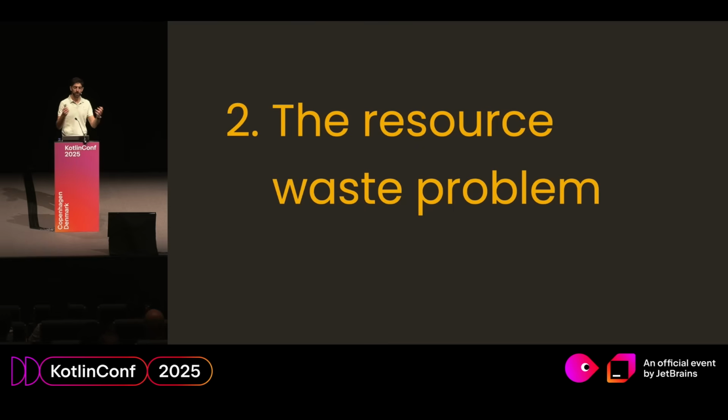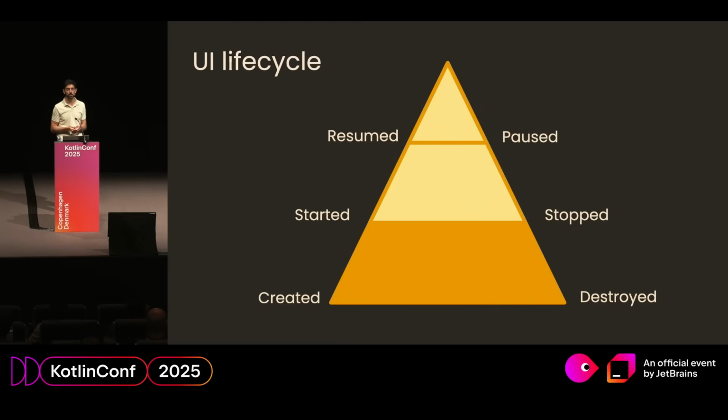When we talk about the resource waste problem, we have to slightly introduce the typical UI lifecycle. This is for Android, but also applicable to Kotlin Multiplatform, as I was mentioning. The UI can go through these different states. The light yellow here represents when the UI is visible on the screen. Whenever the UI is at least started, the UI is going to be there. It doesn't mean that it's going to be foregrounded, because that's probably when it's resumed, but at least the user can see the UI. And then when it falls below started, when it goes on stop, the UI is not going to be there.